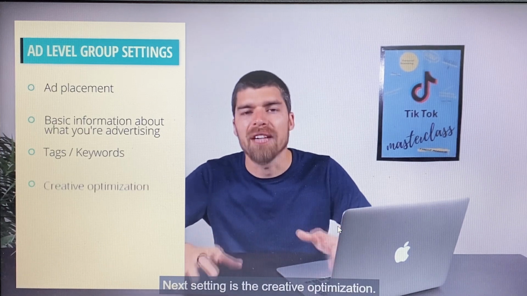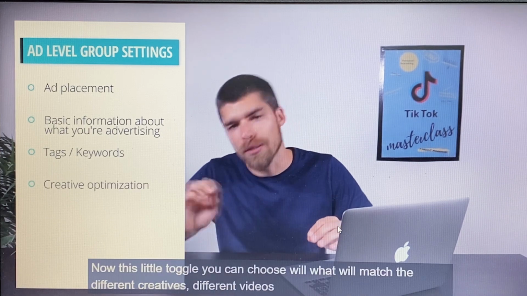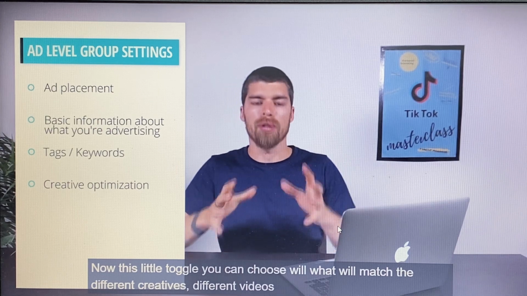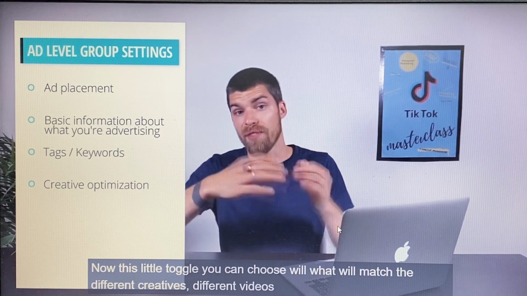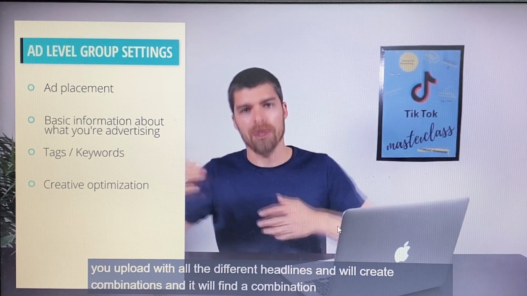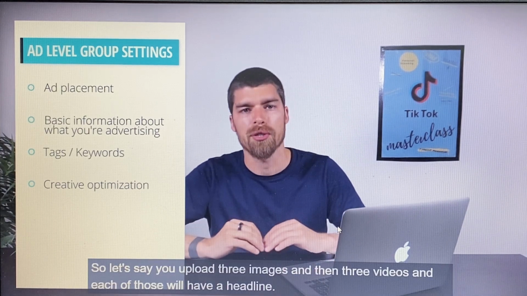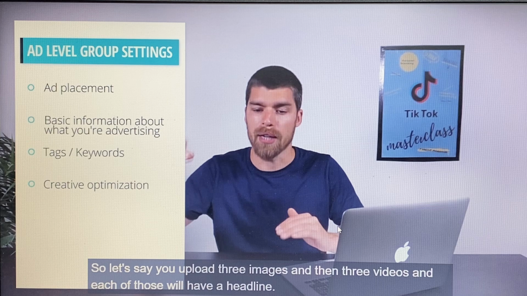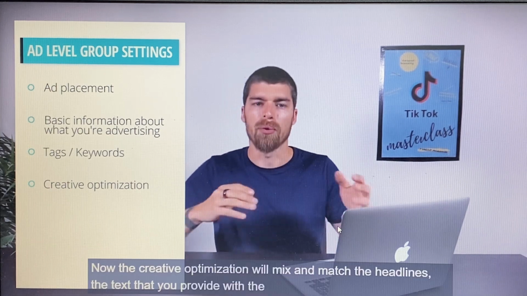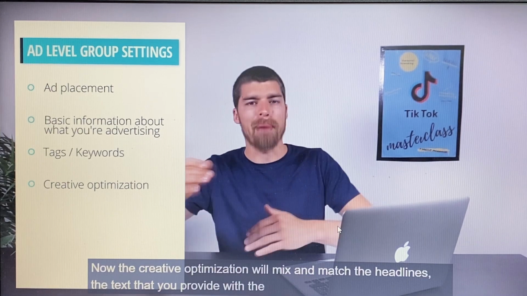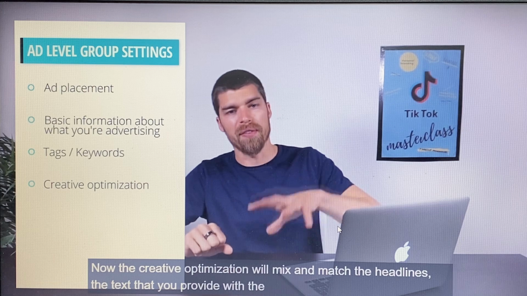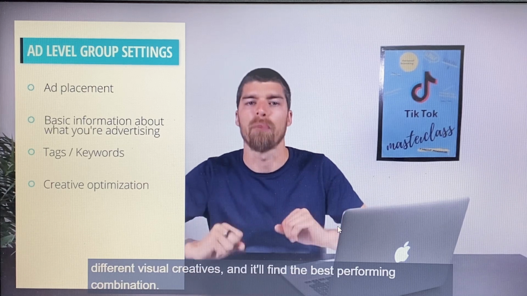Next setting is the creative optimization. Now, this little toggle you can choose, it'll match the different creatives, different videos you upload with all the different headlines. It'll create combinations, and it'll find the combination that performs the best. So let's say you'll upload 3 images and then 3 videos, and each of those will have a headline. Now, the creative optimization will mix and match the headlines, the text that you provide, with the different visual creatives. It'll find the best performing combination.